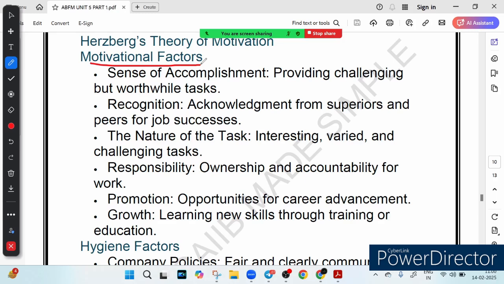So the first point is that these are the factors that push you to excel, that is, enjoy your work and feel satisfied. So the first factor you can see is the sense of accomplishment, which means, ever finish a tough project and feel proud.